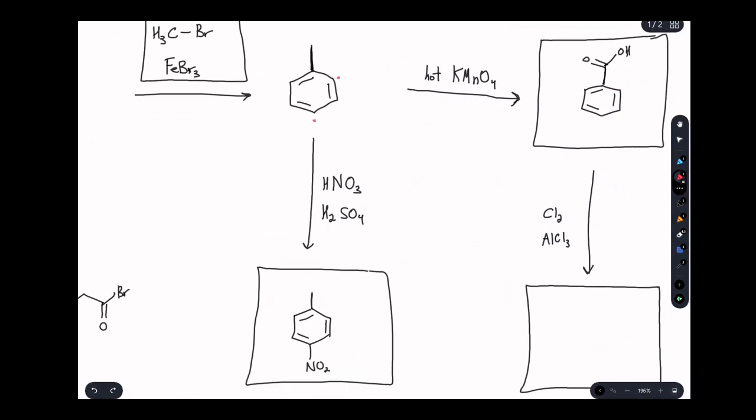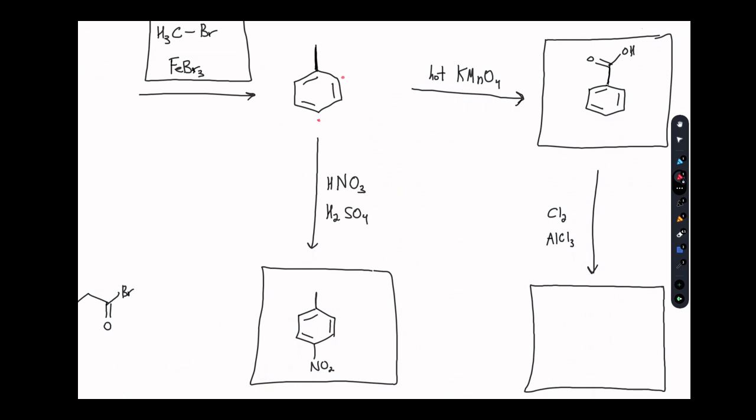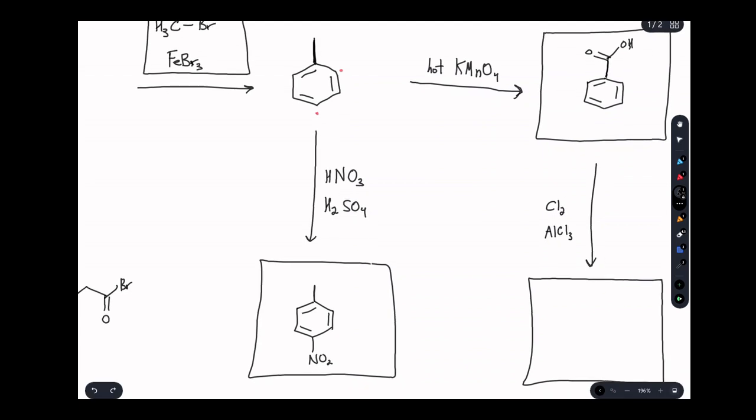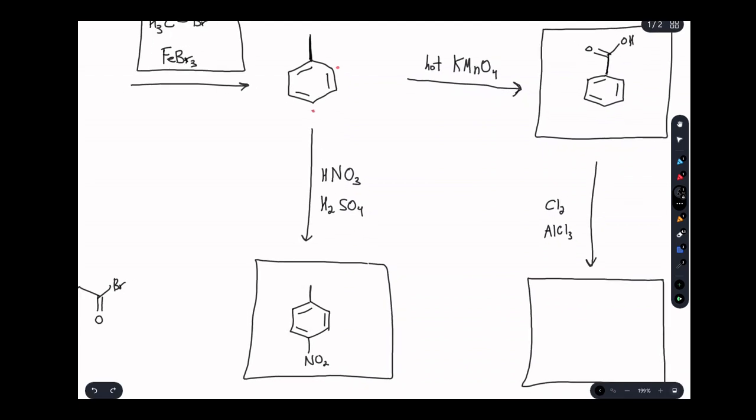Let's continue on. Using benzoic acid, the reactants are given as chlorine and AlCl3. You may recognize these reagents as the reagents of the halogenation reaction for benzene. This is an EAS reaction, and we're going to be adding a chlorine to the product. Of course, the question remains, where am I going to put the chlorine?